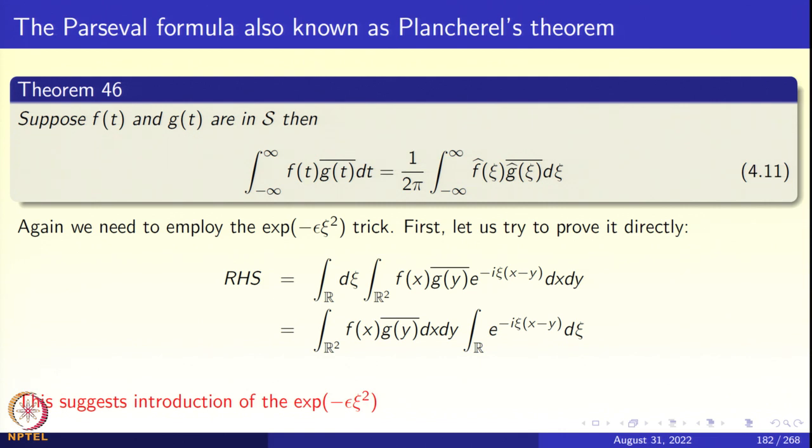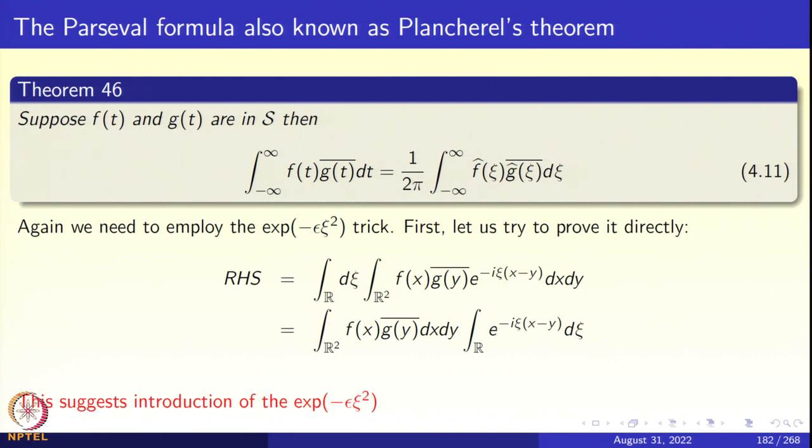We have the Parseval formula for Fourier series and we have a Parseval formula for Fourier transforms. Suppose f and g are in the Schwartz class S, then equation 4.11 in the display, that is Parseval's formula or Plancherel's theorem: the integral from minus infinity to infinity of f of t g t bar dt equals 1 upon 2 pi times the integral over the real line of f hat of chi g hat of chi bar d chi, where the bar signifies the complex conjugation.